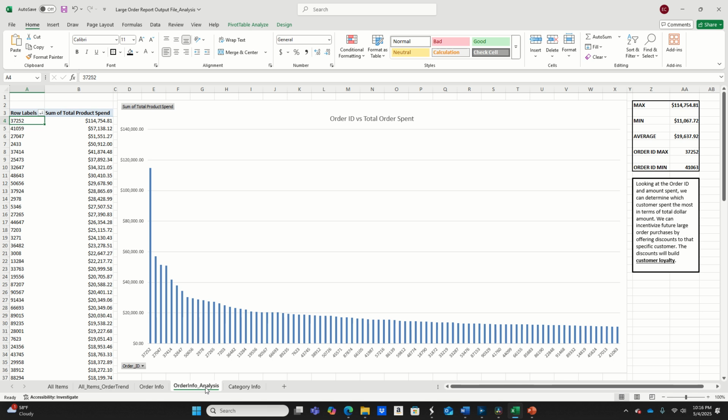To do this, we have to look back at the order ID number on the all items sheet to identify the customer ID number. Offering discounts to customers that purchased large orders or even routinely order will build customer loyalty. So that was the recommendation, building customer loyalty by providing discounts based on their purchasing pattern.